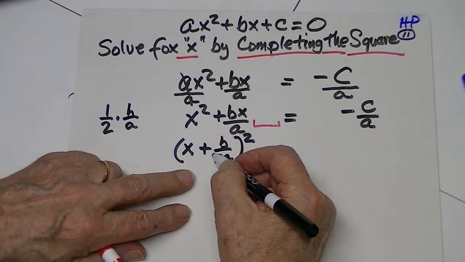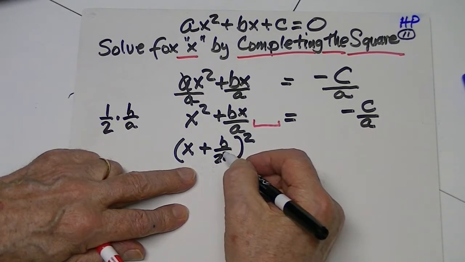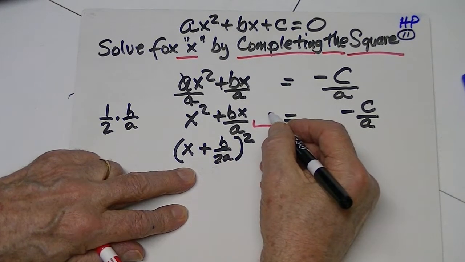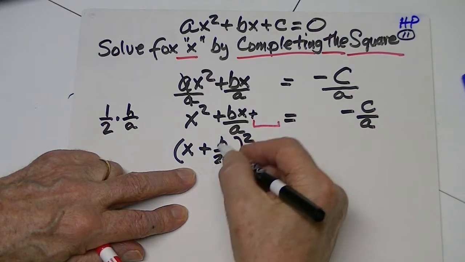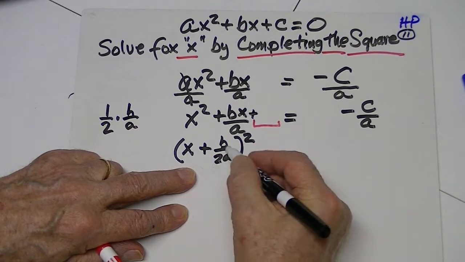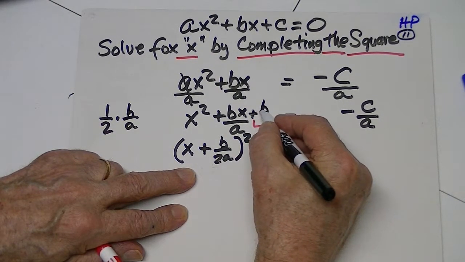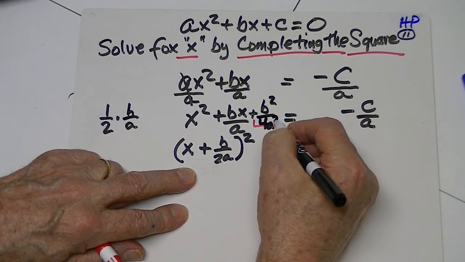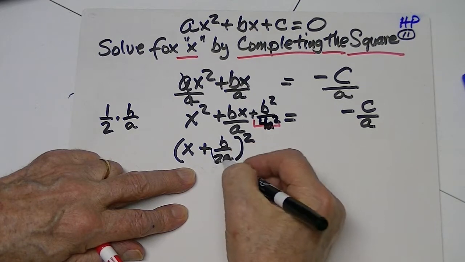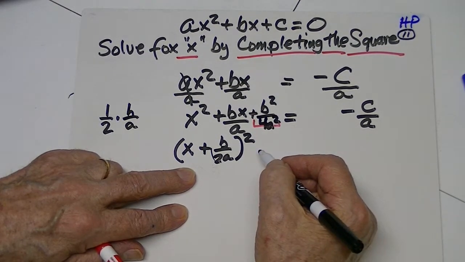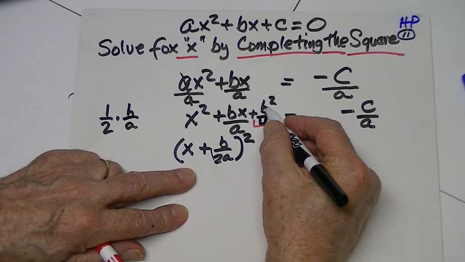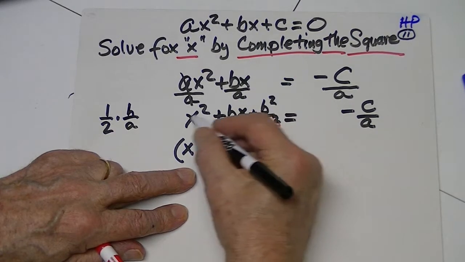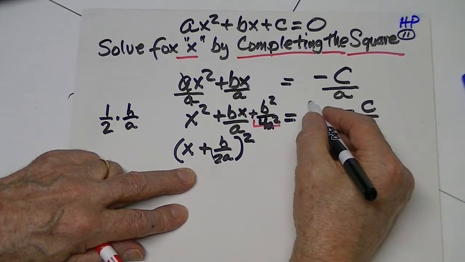Now that we found in our binomial what the second term is, to get our c term here we have to square it. So we're going to square this term and get b squared over 4a squared. Just squaring this term to get that. Now if we have added this value to this side, we must add it to this side.